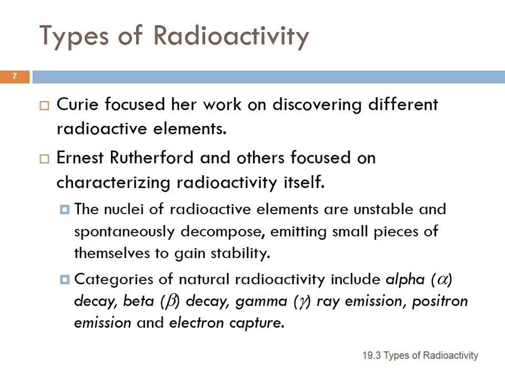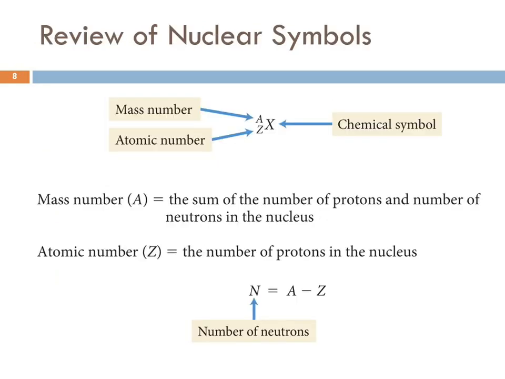And so just like a lot of things where everything's trying to go to a lower energy to become more stable, these unstable nuclei are changing to become more stable. And there's several categories of natural radioactivity: alpha, beta decay, gamma ray emission, positron emission, and electron capture. And of course, we're going to talk about all of them. First, we're going to review something that you should remember from Chem 1A, nuclear symbols.